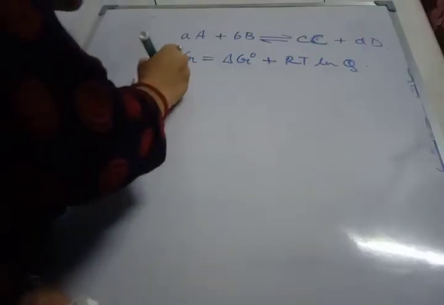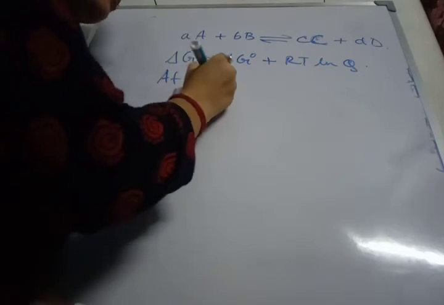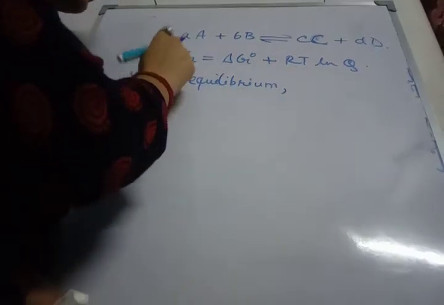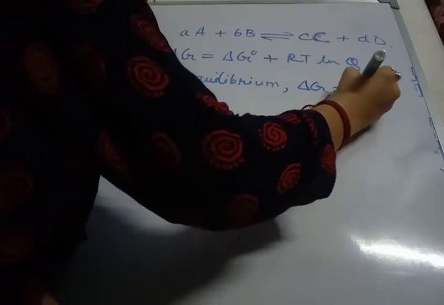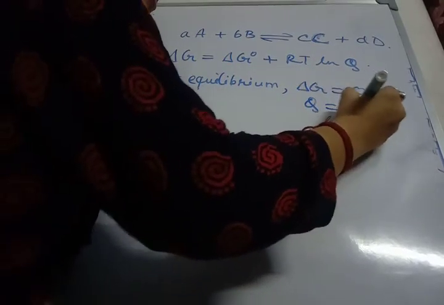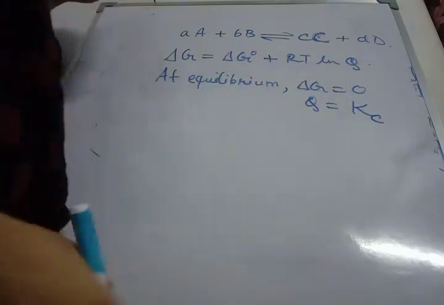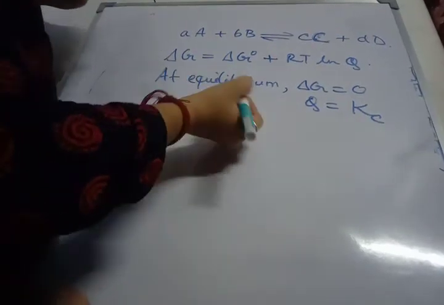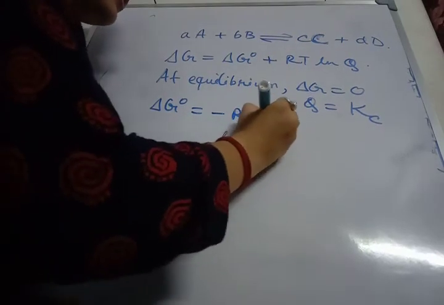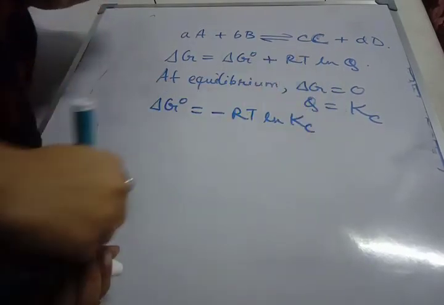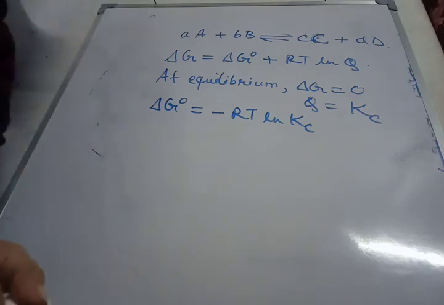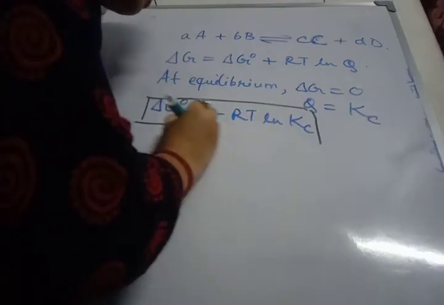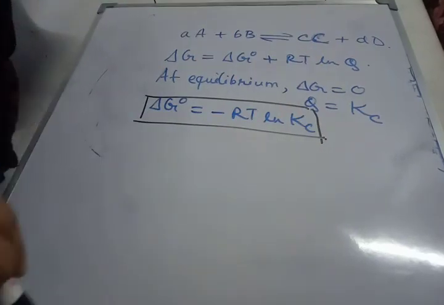Now at equilibrium, meaning when the rate of forward reaction is equal to the rate of backward reaction, delta G will be equal to 0 and Q will be equal to the equilibrium constant, that is K or Kc. So we can write delta G0 equals minus RT ln K or Kc. So this is basically my relation between free energy change and equilibrium constant. The higher the equilibrium constant value, the more the reaction will proceed to completion.